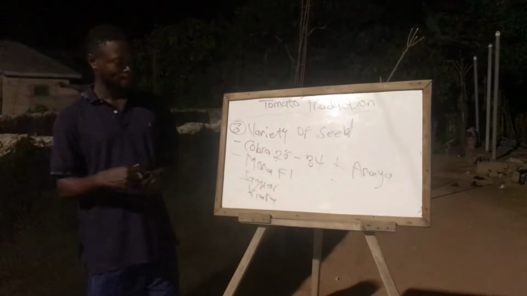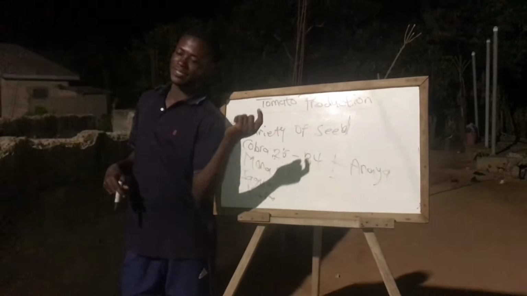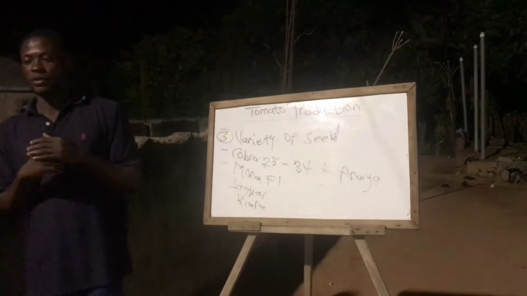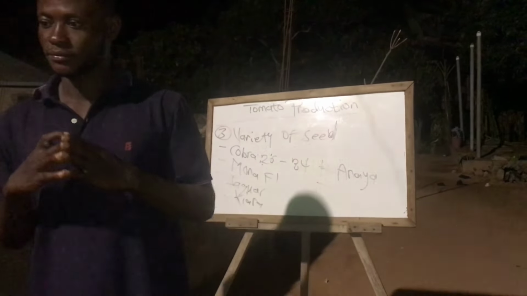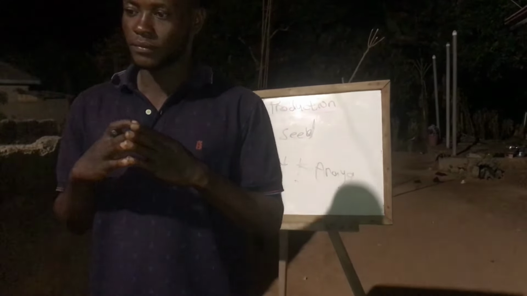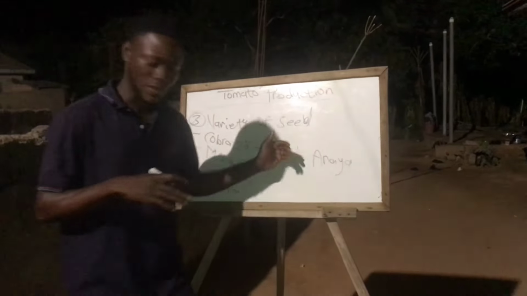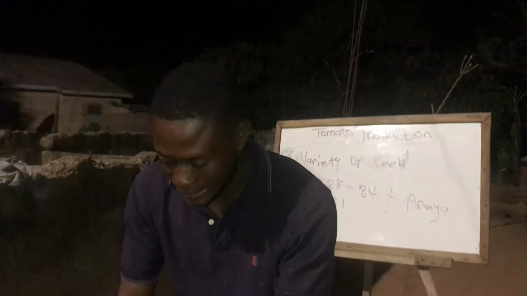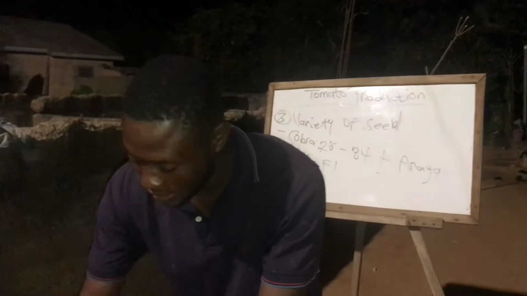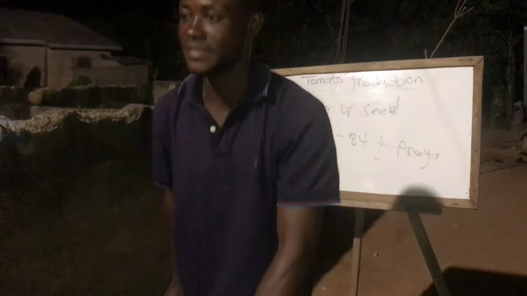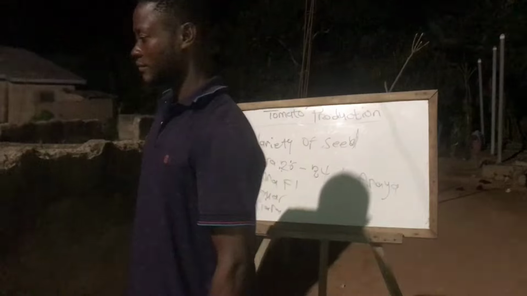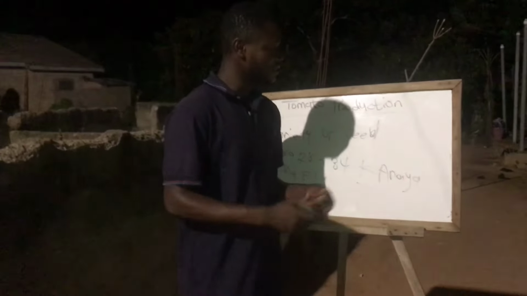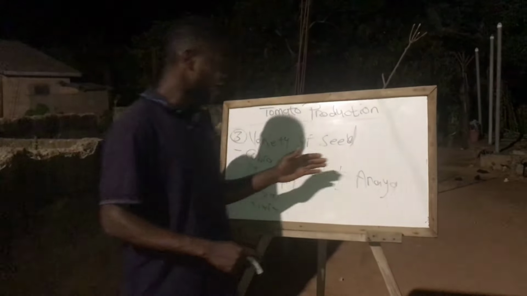You know what? Under the variety of seed, we have two types of seed that we grow. We have the determinate varieties and we have the indeterminate varieties. Don't get confused. Under the variety of seed, we have the determinate and we have the indeterminate.